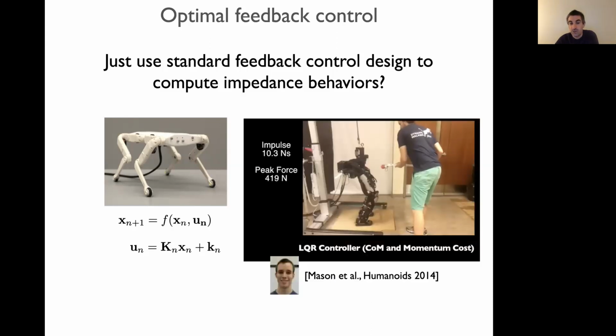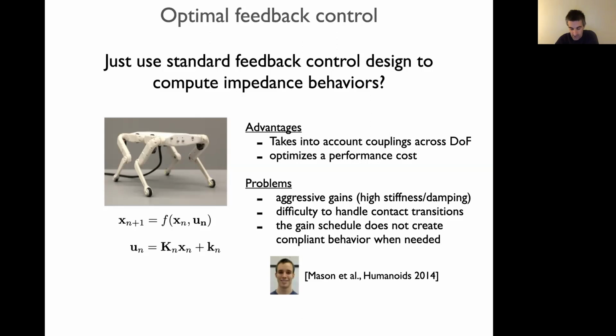We put this on a humanoid robot. We did basically LQR on the full dynamics of the robot, in such a way that it's consistent with the contacts that we have on the ground. This was work by Sean Mason in my lab. And it works really well and everything is great. What is great is that if you do that, you can take into account all the coupling between all the degrees of freedom. You control the forces that you get on the ground. You can really define a performance cost, define what you care about, and automatically compute the control that optimizes that notion of performance.